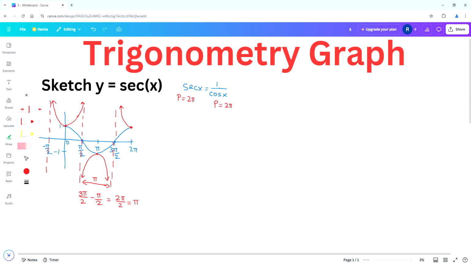So these are the steps you have to keep in mind to sketch y equals secant x.